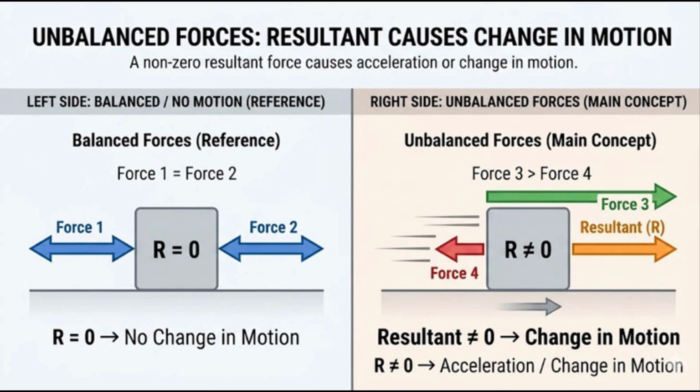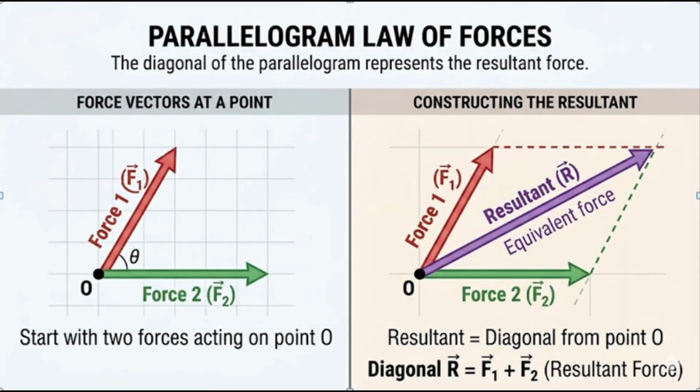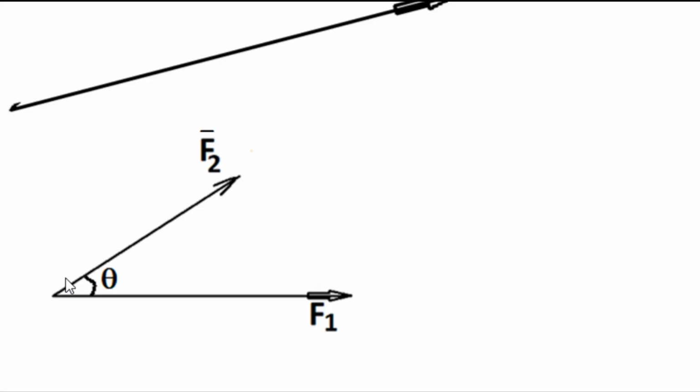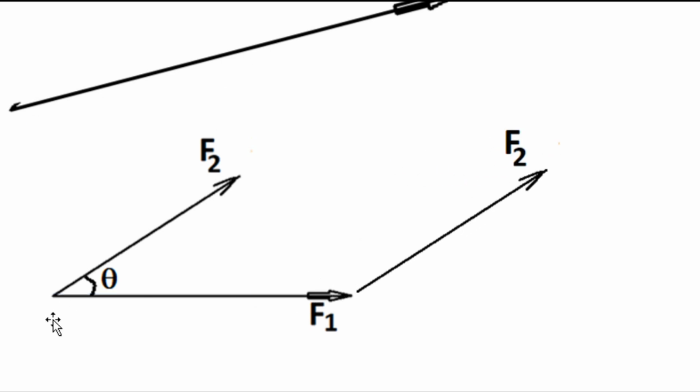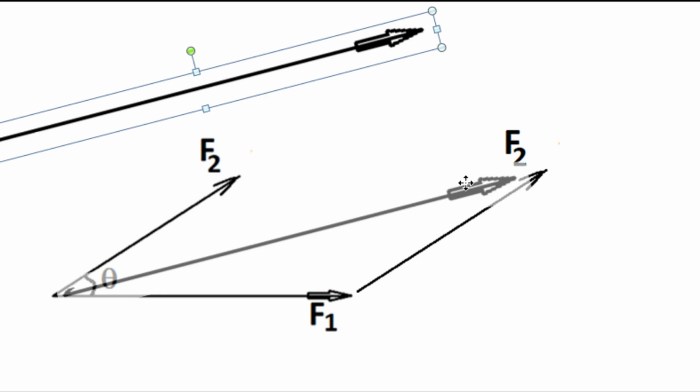Now comes one of the most important laws in applied mechanics, the law of parallelogram of forces. If two forces act at a point and are represented by the adjacent sides of a parallelogram, then their resultant is represented by the diagonal passing through that point. To find the sum of two force vectors, the tail of second force vector F2 is placed on head of first vector F1. The vector joining the tail of first vector to head of second vector is the resultant, as shown by the diagonal of this parallelogram here.